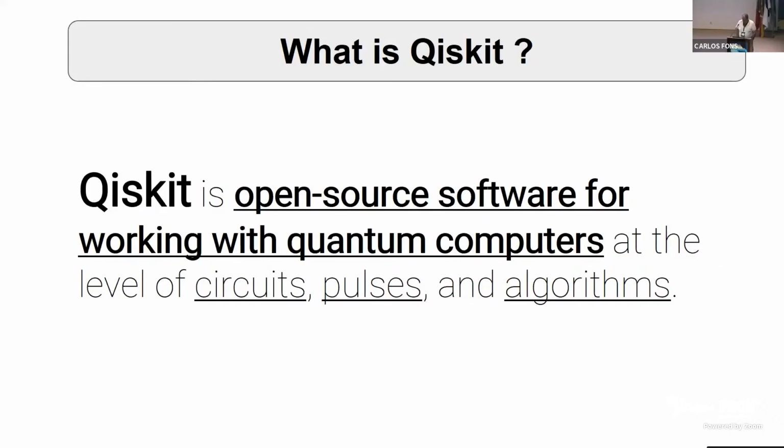But we have to begin from somewhere. And Qiskit is a platform, an open source software for working with the new way of computation, mainly to understand the new levels of artifacts made by circuits, pulses, and algorithms.